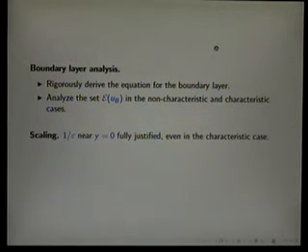So we want to do a rigorous analysis of the boundary layer equation to analyze this set, and as you will see, there are two cases of interest, the non-characteristic case and the characteristic case. The first one being, of course, much easier. A result of this analysis is that we are going to justify this scaling 1 over epsilon. You see how it comes, even near this interface, even in the characteristic case, which is not a priori obvious that it should be the case.